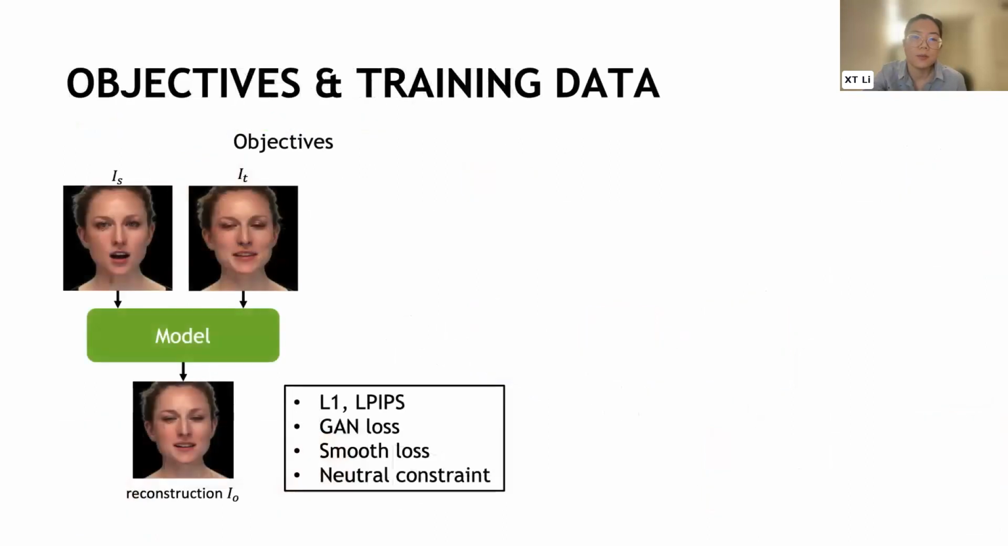And we train the whole pipeline with reconstruction loss by comparing the animation results with the target image. And we also have the GAN loss to encourage photorealistic rendering. Also a smoothness loss on the triplane to encourage a smooth surface, and also the neutral constraint to encourage the canonical branch to have neutral expression.